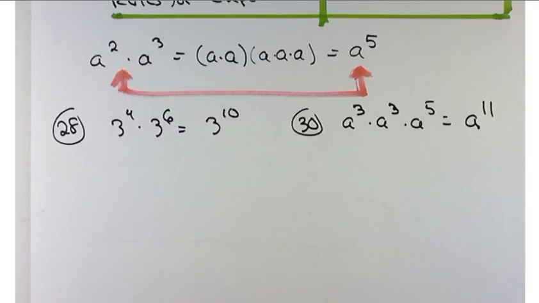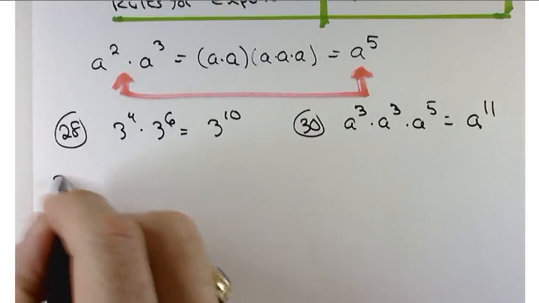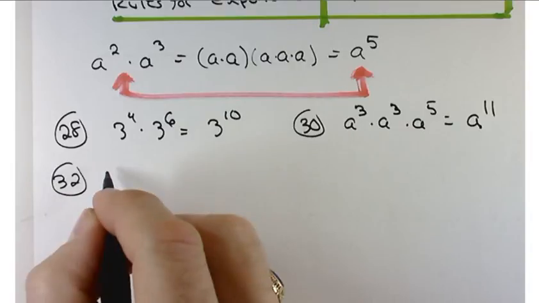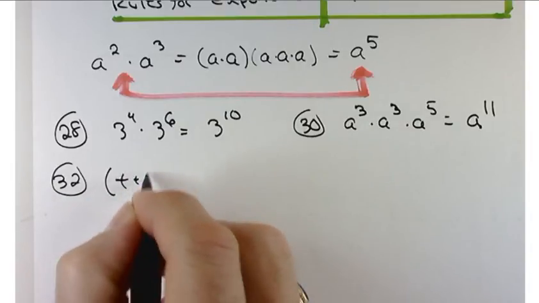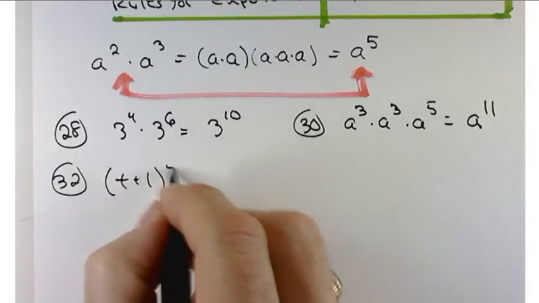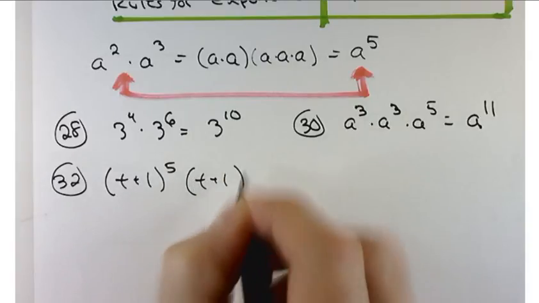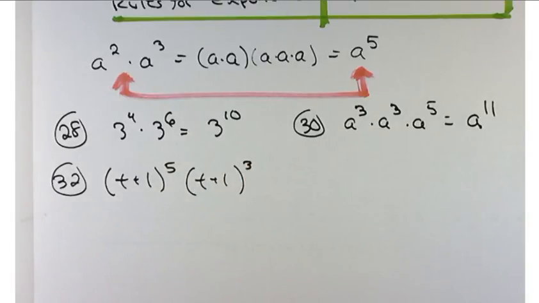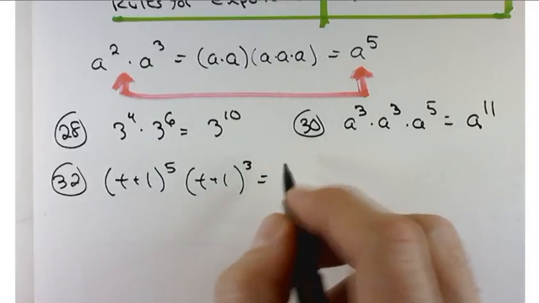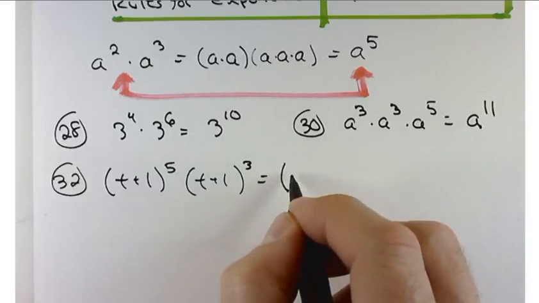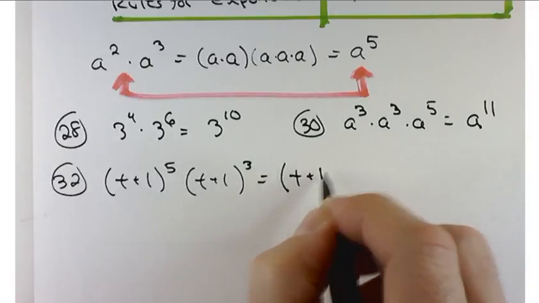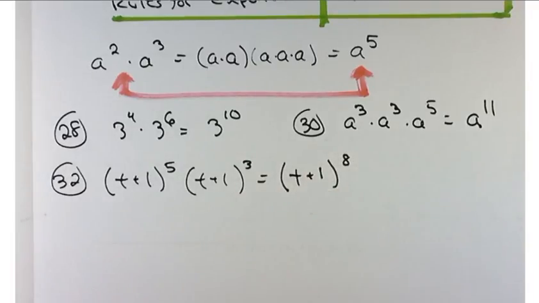Well done. Can I apply this rule to something like problem number 30? (t plus 1) to the fifth times (t plus 1) to the third. Does that work there? Sure. Liam, what do I get when I multiply these together then? Yeah, (t plus 1) to the eighth. Again, adding the exponents.